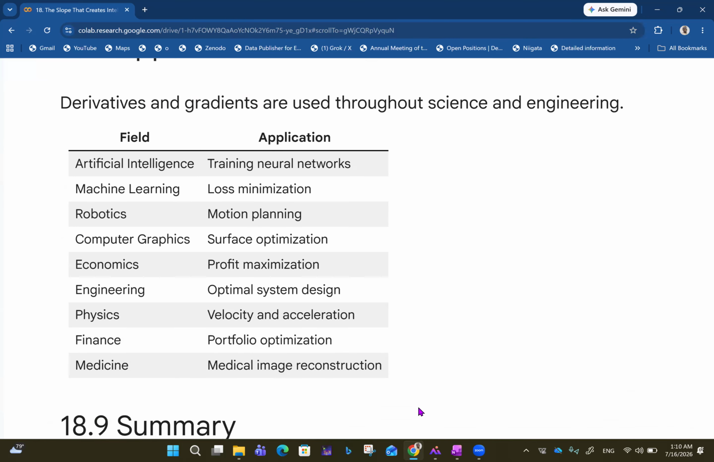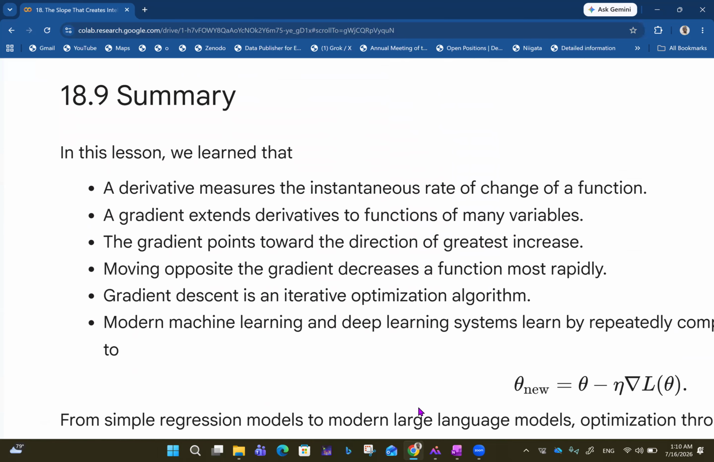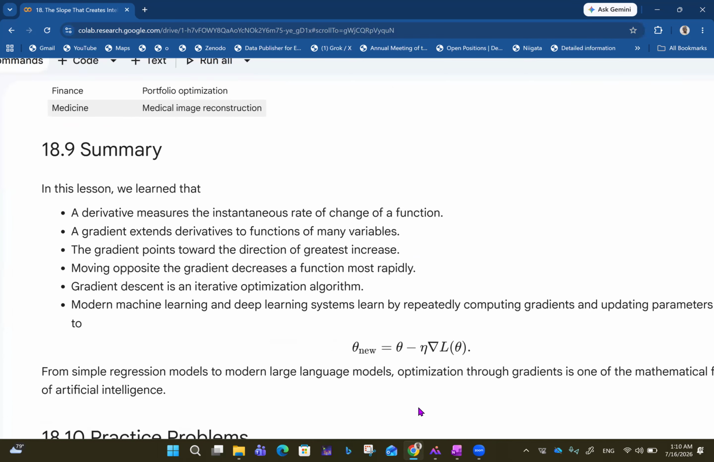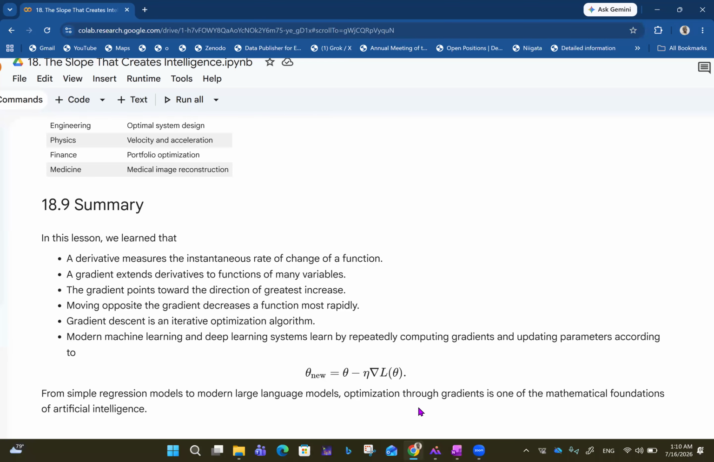So, derivatives and gradients can be applied in all these senses. And then we go to summary. In this lesson, we learned that a derivative measures the instantaneous rate of change of a function, and a gradient extends derivatives to functions of many variables. So the gradient points toward the direction of greatest increase. Moving opposite the gradient decreases the function most rapidly.